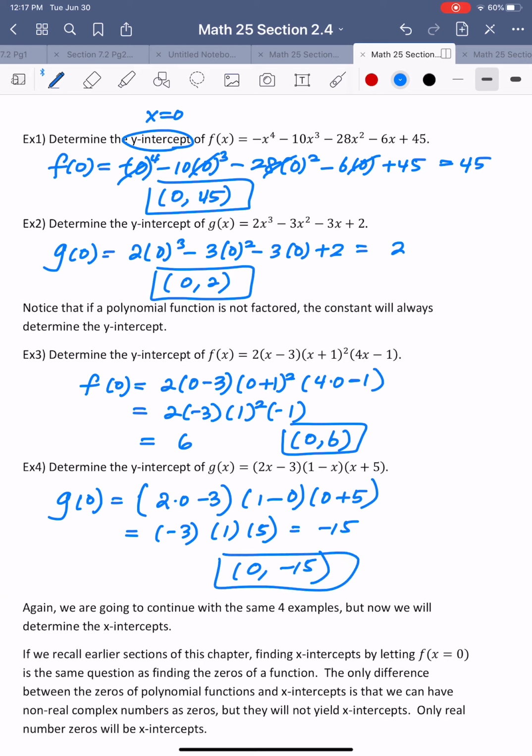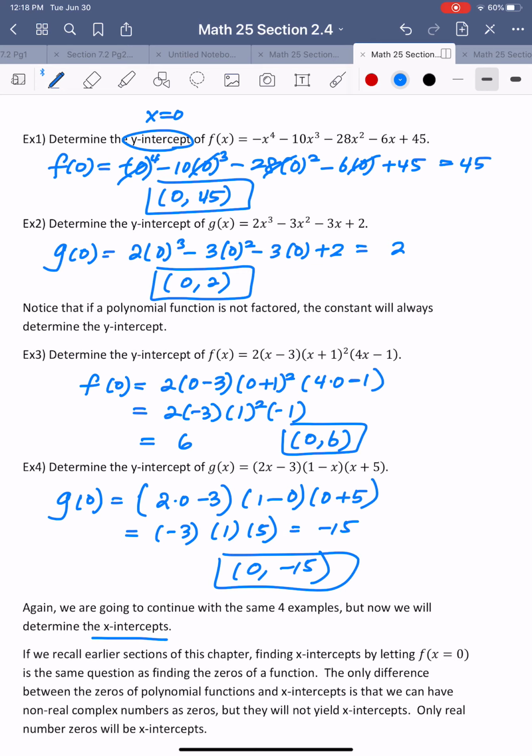So again, we are going to continue with the same examples, but now we will determine the x-intercepts, which are going to be the zeros, okay? If we recall earlier sections of this chapter, finding x-intercepts by letting f.